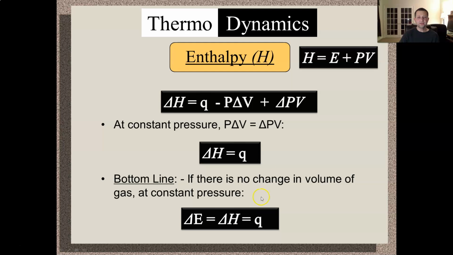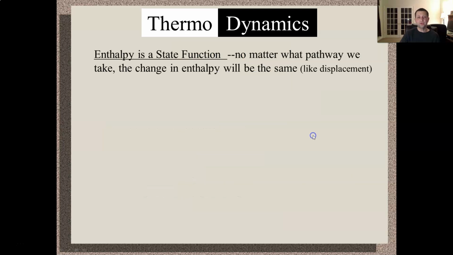All right, so that's how we define, or that's how we get our ΔH here, and that's how we know what those terms represent. And let's take a look at it in terms of a chemical equation. Okay, so enthalpy is something called a state function, and state functions aren't too difficult to think about here. It's no matter what pathway we take, the change in enthalpy will be the same.